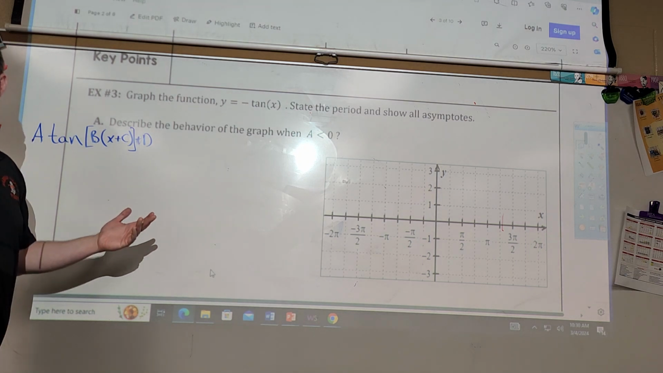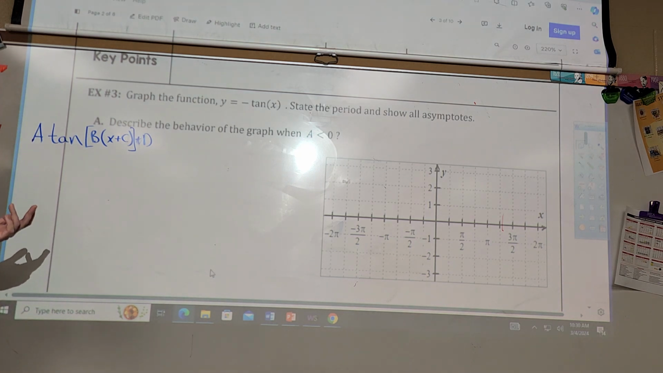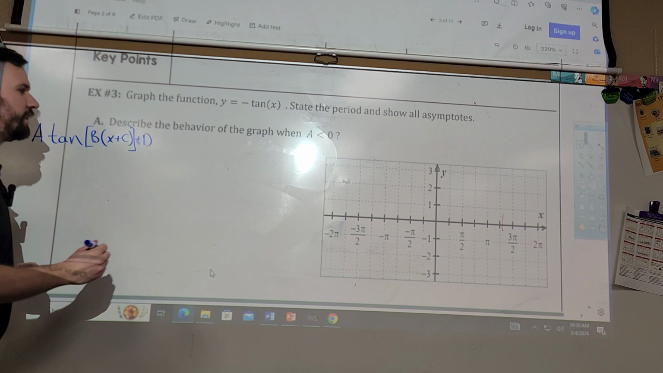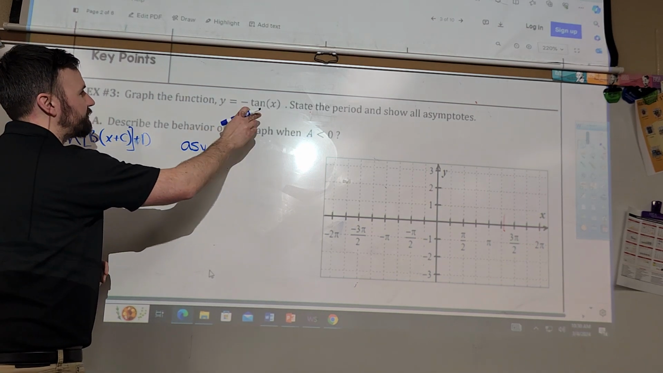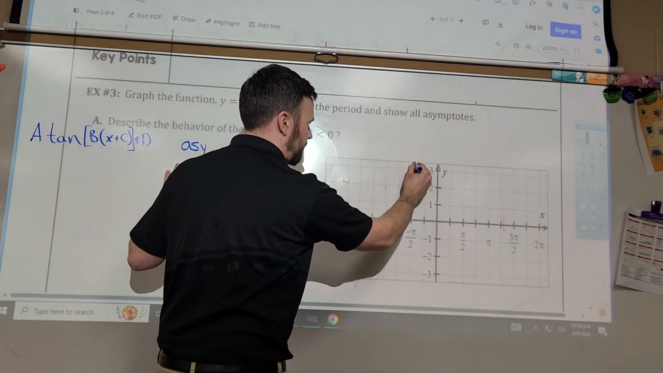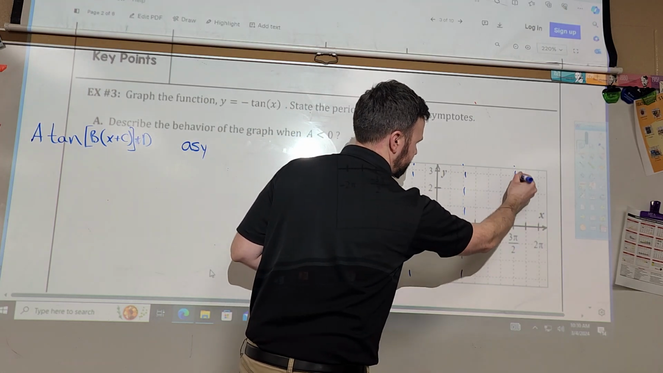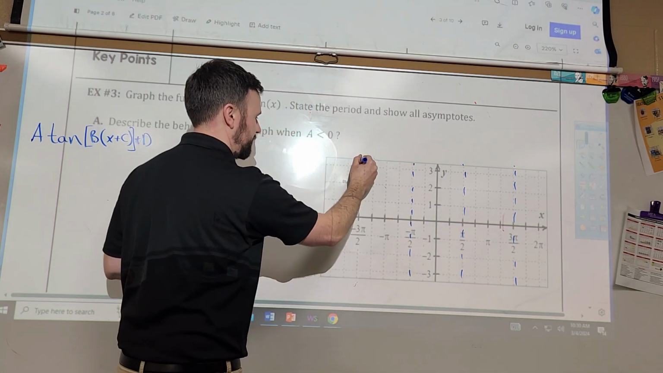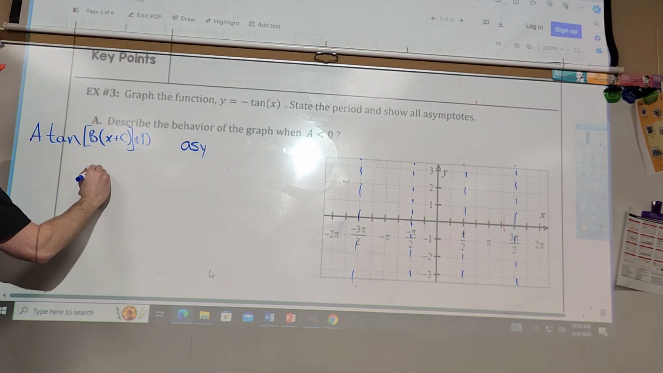Let's graph it. How do you guys want to graph it? Do you want to use the 5 points? Do you want to make a chart? How do you want to do it? 5 points? All right. So I need to start with an asymptote. Is my asymptote moving left, right, or anything? No. So my asymptote is going to be at my pi over 2's, right? Oh, wait. I should have done this first. What's my period going to be?